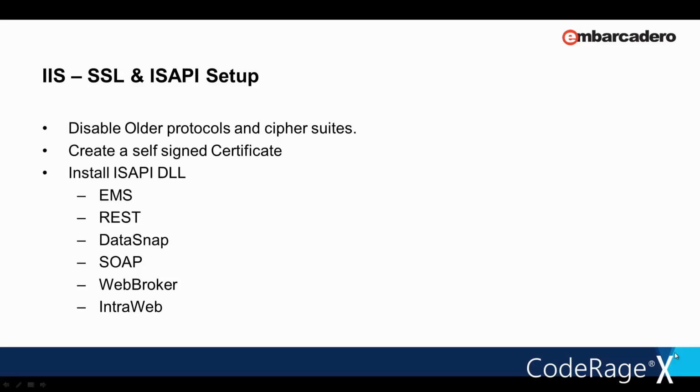Okay, so we've covered how to host something under Indy and deal with SSL there. Let's talk about how we can do it also under IIS. Under IIS, you have to start off by disabling some older protocols and cipher suites. This is important to make sure that it's secure, but you also don't want to make it so limiting that you prevent a lot of clients, because you are now dealing with a web situation. We'll deal with that in a second.